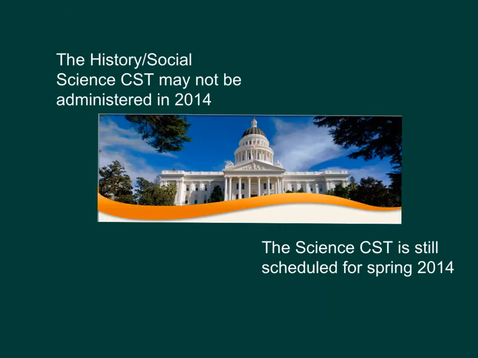The next point to keep in mind is that there are currently 2 pieces of legislation pending at the state level that would take the history social science CST off the table for the 8th graders in 2014. However, we will not know until either June or next September whether or not that's going to happen. However, the science CST is still scheduled to happen next spring regardless of the legislation that's passed.